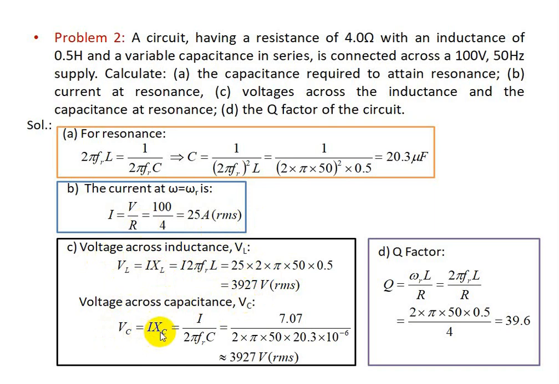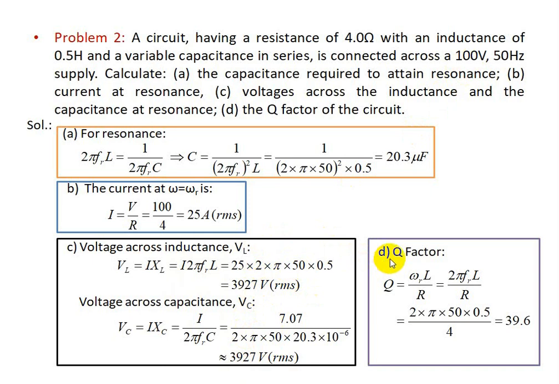Similarly, voltage across capacitance VC is I into XC. XC is 1 by 2 pi Fr into C. Substitute all the values, and we get VC as 3927 volts RMS. So at resonance, we find that VL is the same as VC. But one thing you should also remember: the applied voltage is only 100 volts, whereas the voltage across inductance and capacitance is very large, that is 3927 volts.